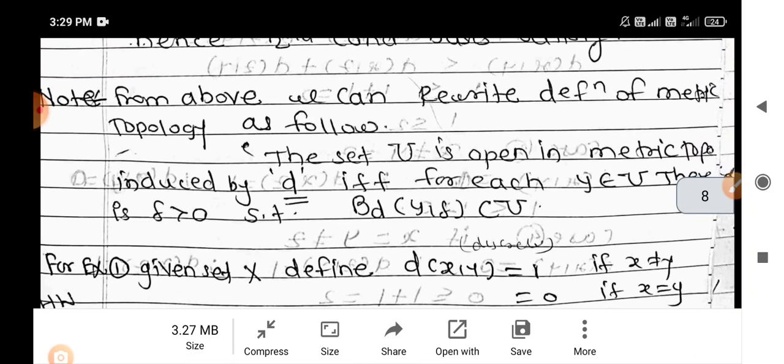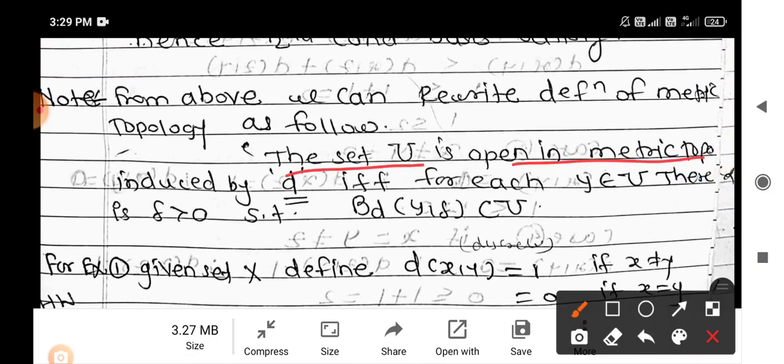So we can rewrite the definition of metric topology. That is, a set U is open in the metric topology induced by D if and only if for each y belonging to U, there is a delta greater than 0 such that the open ball around y of radius delta lies totally within the open set U. So this is an equivalent criterion to check whether D induces a metric topology, and the topology induced by D forms such a type of basis.